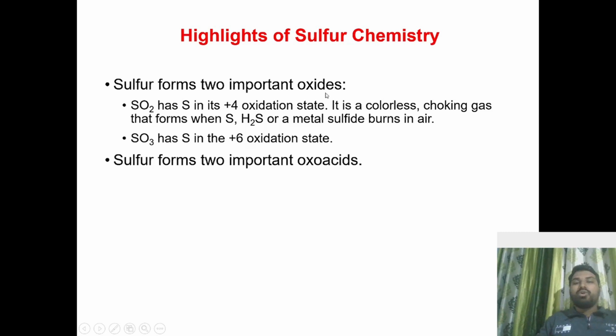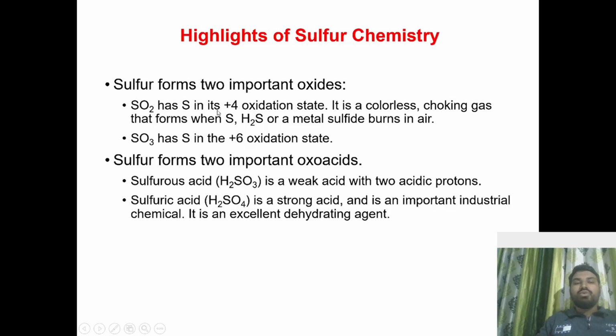Now, highlights of sulfur chemistry. Sulfur forms two important oxides. SO2 has sulfur in its +4 oxidation state. It is a colorless choking gas that forms when sulfur, H2S or a metal sulfide burns in air. SO3 has sulfur in the +6 oxidation state. Sulfur forms two important oxyacids. Sulfurous acid, H2SO3, is a weak acid with two acidic protons.